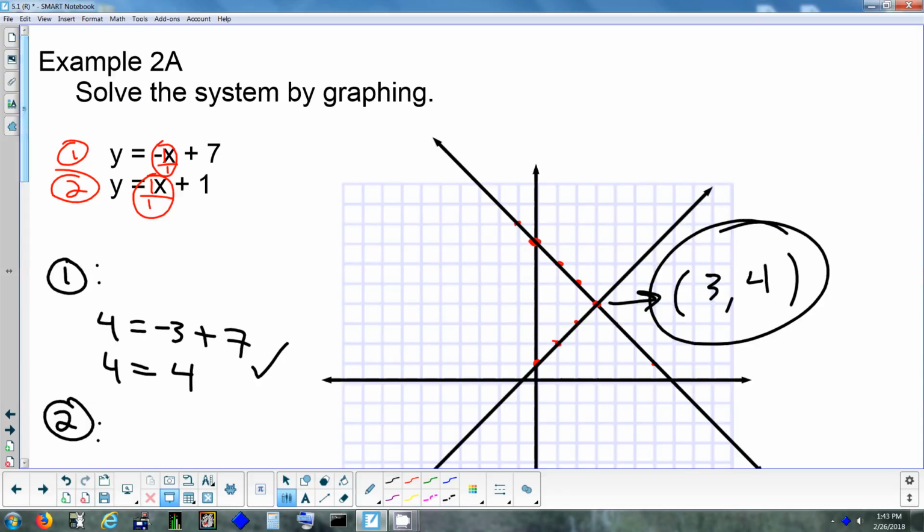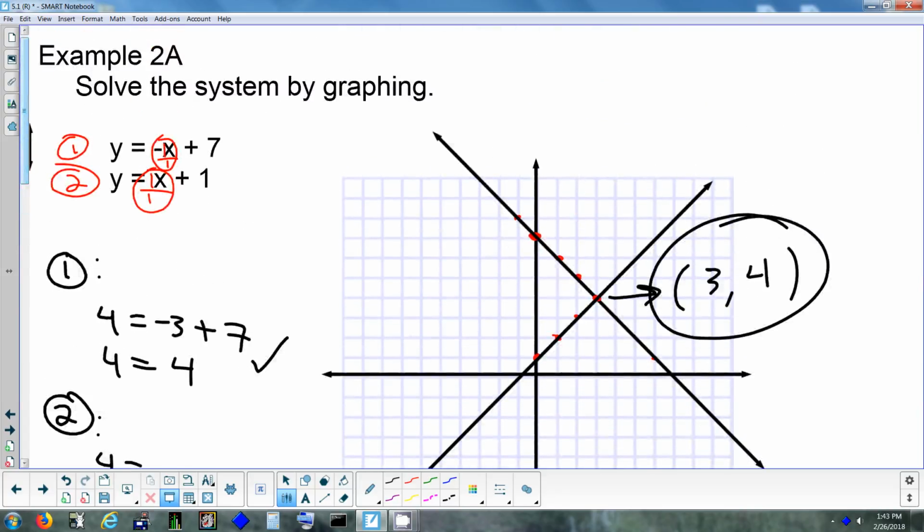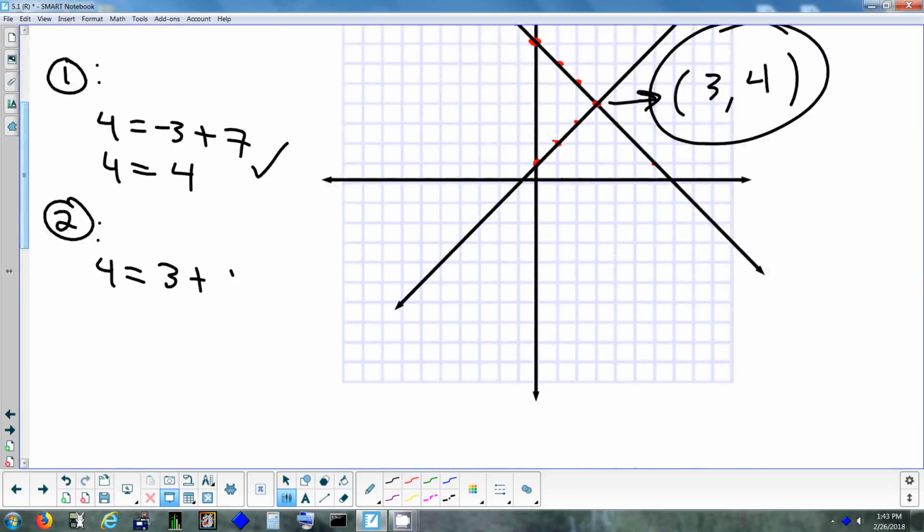Let's check the second one. What are we plugging in for y? 4. What are we plugging in for x? 3. 3 plus 1? 4. 4 equals 4. We're good. The point worked in both.